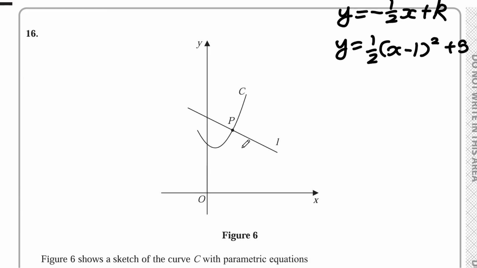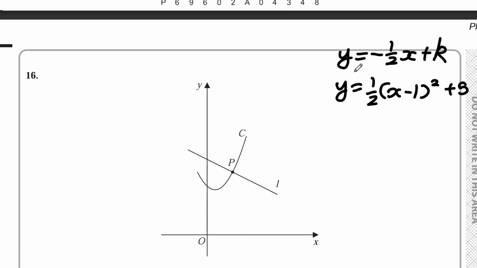So if we look at this diagram here, the line is y is equal to minus a half x plus k, so it's going to have a gradient of minus a half, and it's going to have a y-intercept of k, and it's going to intersect C at 2 distinct points. So it's going to look something like this here. It has a gradient of minus half, a y-intercept of k, and it intersects C at 2 distinct points here and here.